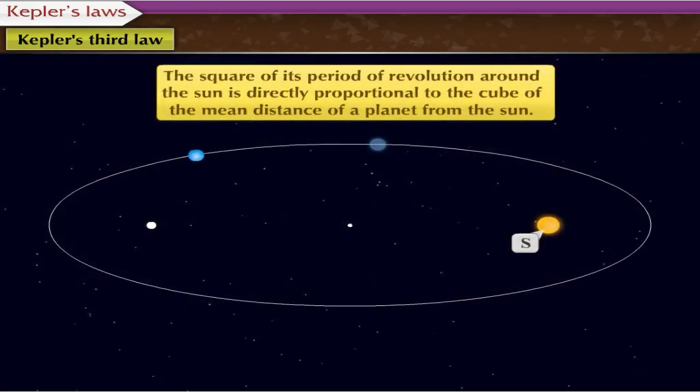Kepler's third law. The square of its period of revolution around the Sun is directly proportional to the cube of the mean distance of a planet from the Sun.